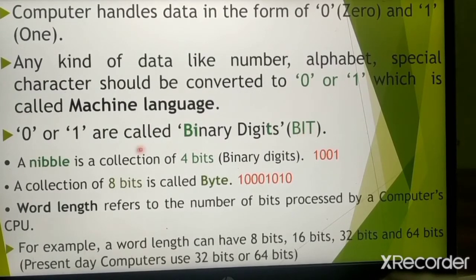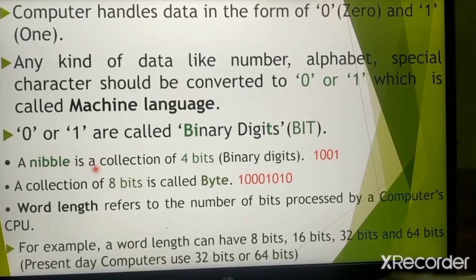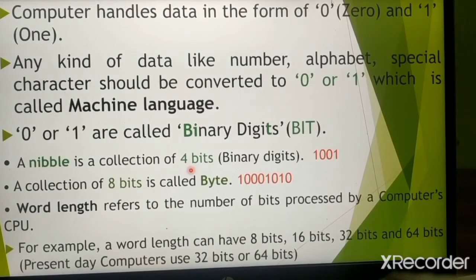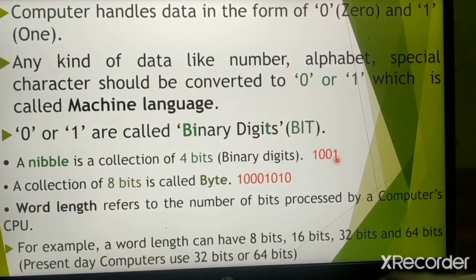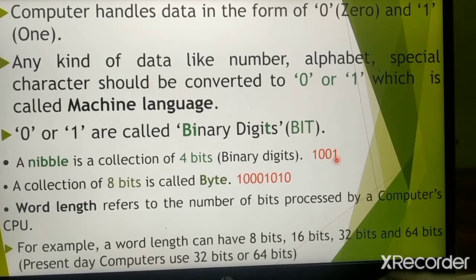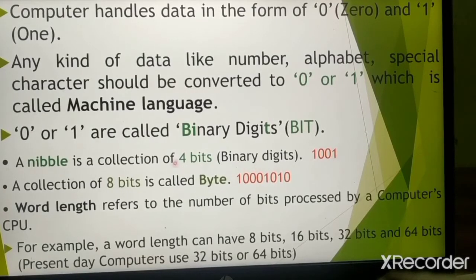So next we can see what is a nibble. A nibble is a collection of 4 bits. Any combination of 4 binary bits is called a nibble. Example given here, 1001. Like this you can give 1111, 1010. Like this, any combination of 4 binary bits we can call a nibble.